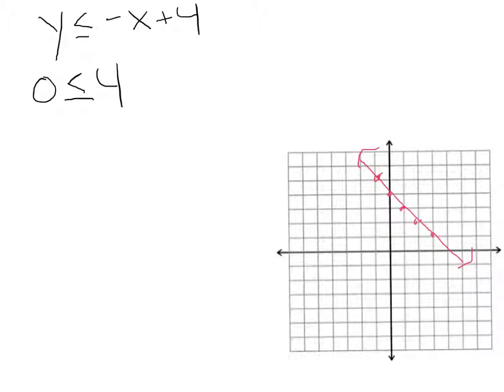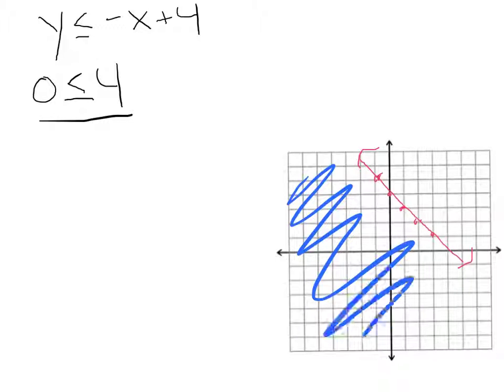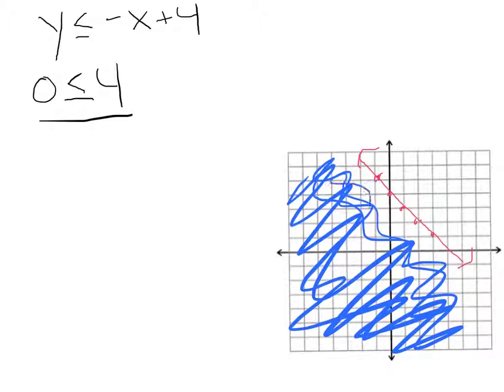If this statement right here, 0 is less than or equal to 4, is true, then you would shade toward that point. However, if this statement was false, like let's say it was 0 is greater than or equal to 4, then you would shade away from that point. So since it's true, we would shade all this area right here on this side of the line, on the side where the point (0, 0) is. So the graph is our final answer.